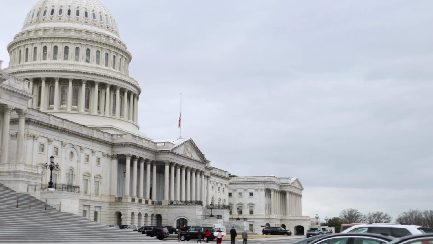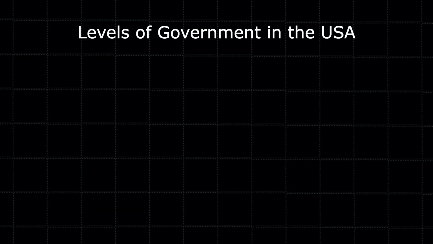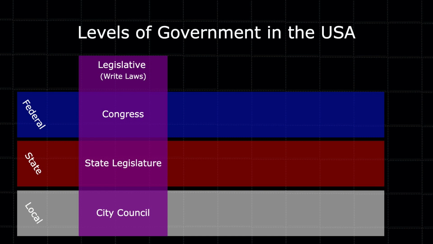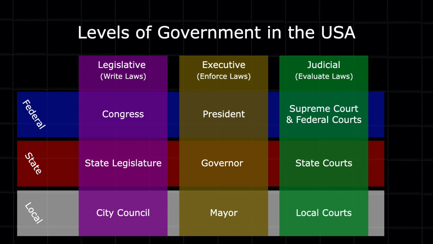Just briefly, I'm going to talk about the United States of America's various governments. Similar to Australia, there are 3 levels of government. There's federal, state, and local. Each level is broken into 3 branches of government. There's legislative, who are responsible for writing laws. There's executive, who ensure the laws are carried out, and there's judicial, who evaluate laws.